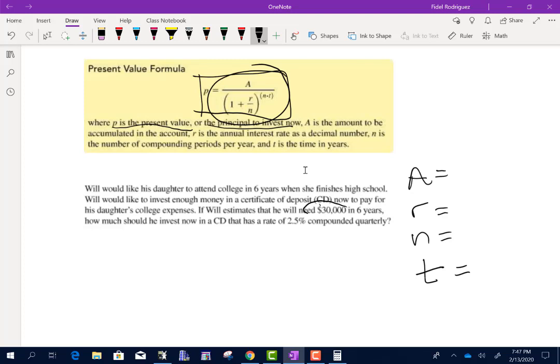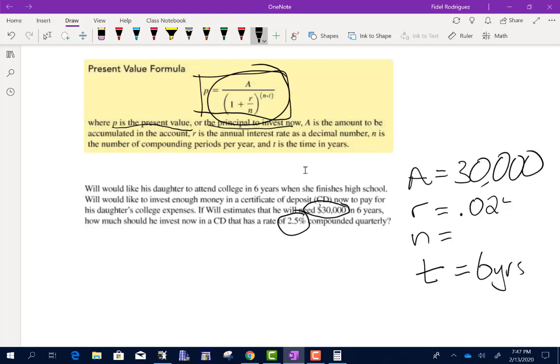It says Will's going to need $30,000. So that's going to be the amount that we're going to want to have later on, okay? He's going to need it in 6 years. So I'm going to put the 6 right here. My interest rate is going to be 2.5%. So as a decimal, that's going to be 0.025. That money is going to be compounded quarterly. I want you to think about what quarterly means. Quarter is 1/4. So quarterly means 4 times in a year, okay? Not 25, people. When I say quarter, it's not 25.